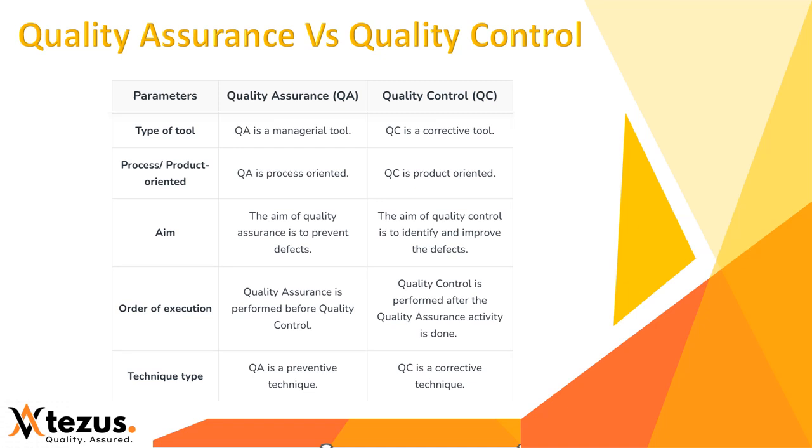Okay. The aim of quality control is to identify and improve the defects. Improving in the sense, not improving the defect count, but improving the quality of the product and identifying defects during quality control. Okay. Order of execution. Quality assurance is performed before quality control. Before you execute the test cases, this quality assurance will be there. Across the project we can see whether the processes are followed or not. We have to follow the process.